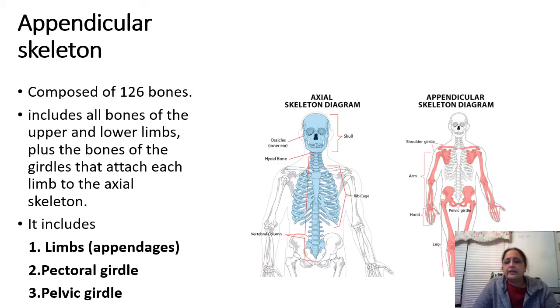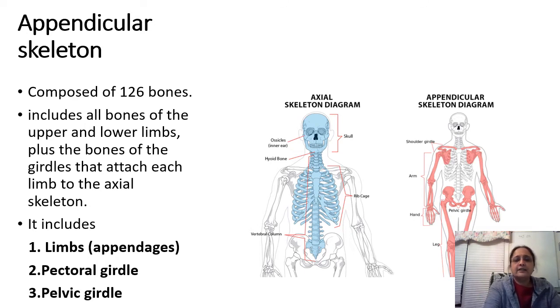Next, the appendicular skeleton is comprised of 126 bones, and it includes all the bones of the upper limb and lower limb and the girdles that attach these appendages to the axial skeleton. Basically it includes three characteristic parts: the limbs, which are appendages, followed by the pectoral girdle, that is the shoulder girdle, followed by the pelvic girdle, that is the hip girdle.